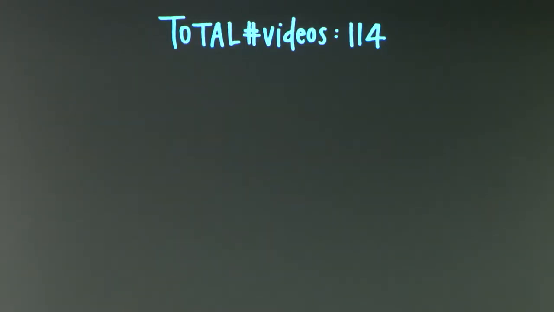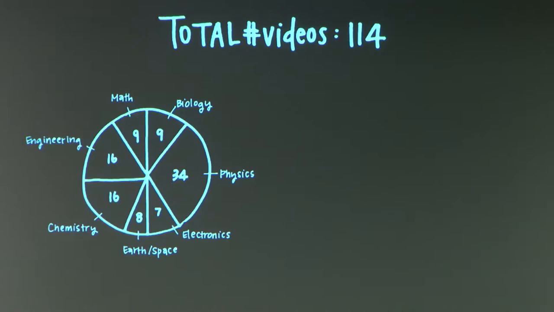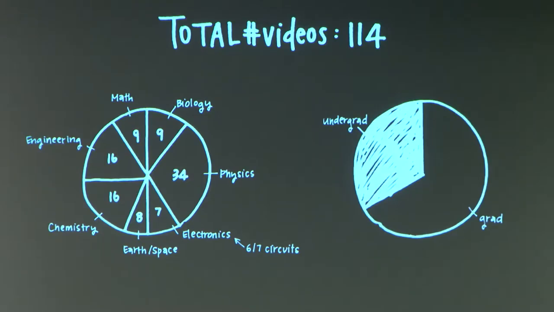And there were 114 videos that came out of that big experiment. And I'll quickly share some stats because I think they're very interesting. When students are sort of left to their own devices and allowed to make whatever they want, an overwhelming majority of them make a physics video. And of the electronics videos, 6 out of 7 are about circuits. Most of the people who make them are grad students. And of the grad students, a fifth of the videos were made by the same group of grad students.